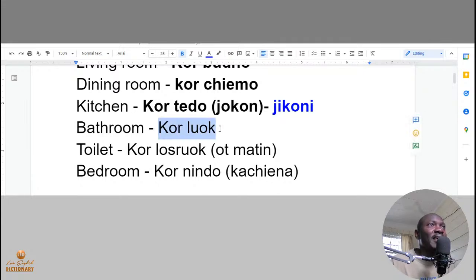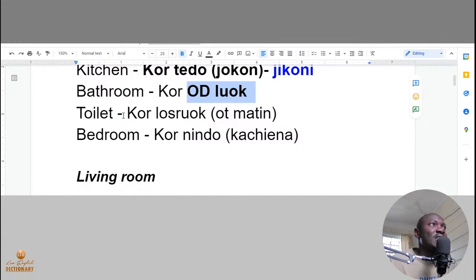Then bathroom is kor luok or od luok. Most of the time it is just od luok. Od luok, that is the bathroom, okay? The side for taking a shower.